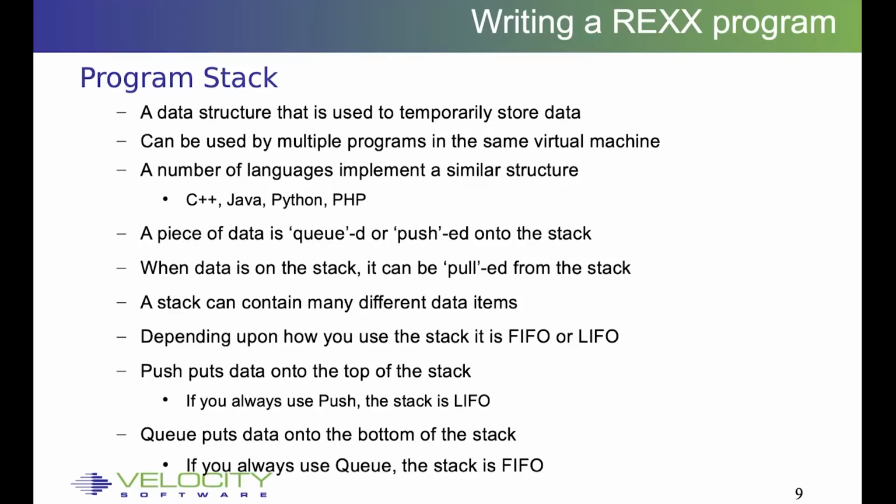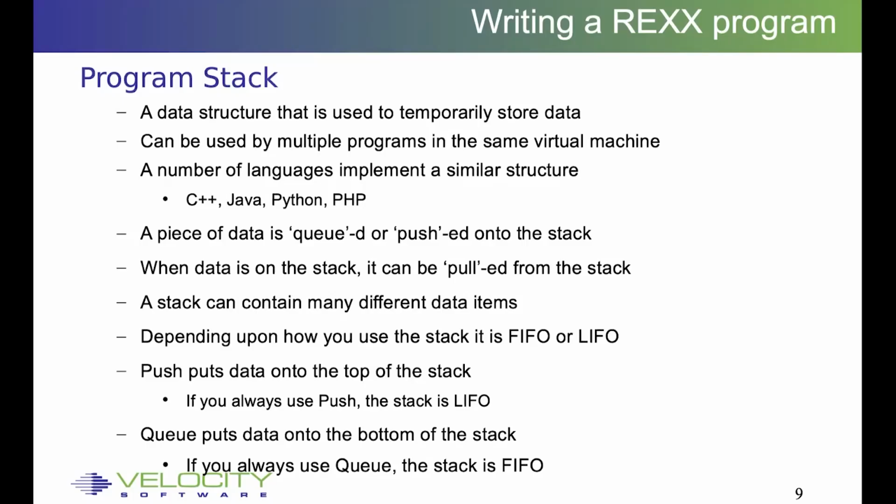When data is on the stack, it can be pulled off the stack. If there is nothing on the stack and you do a pull, that just issues a console read. That allows you to enter data on the console that then satisfies the pull and is used by the program. A stack can contain many different data items. It can be a string, a number, a letter, a result, or a variable whose value gets pushed onto the stack. It doesn't matter. The stack can contain pretty much anything.